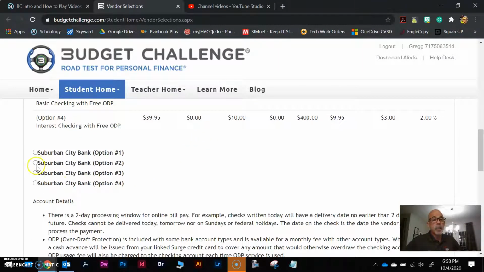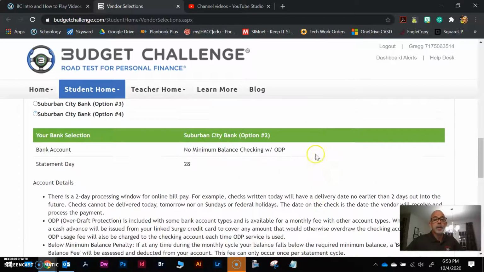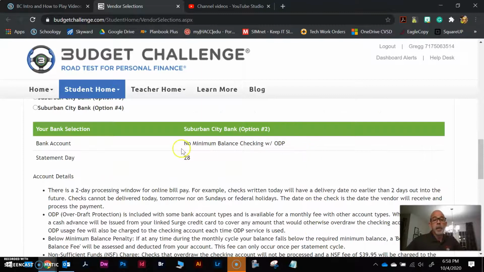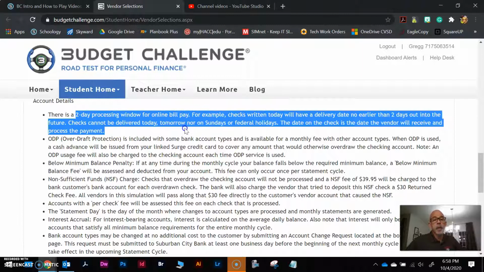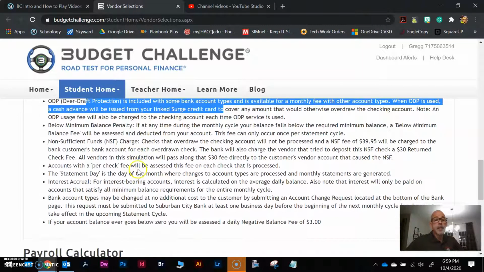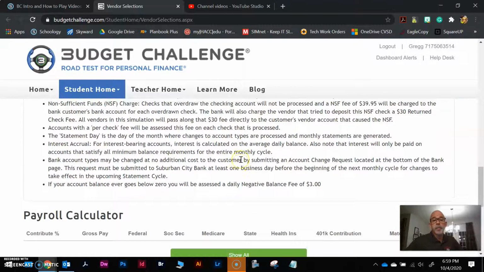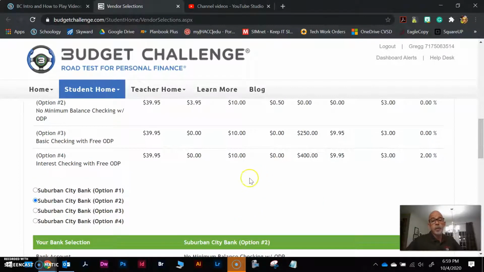So let me just check out option number 2 here. Let's take a look at this. Okay, so no minimum balance with overdraft protection. It talks about a 2-day processing window for online bill pay, and I'm going to talk about that in another video. Again, overdraft protection is where you link back to a savings account, or in this case, I think it goes back to the Visa. In this case, again, you have pretty much everything calculated here. I'm going to go with option number 2 with this.